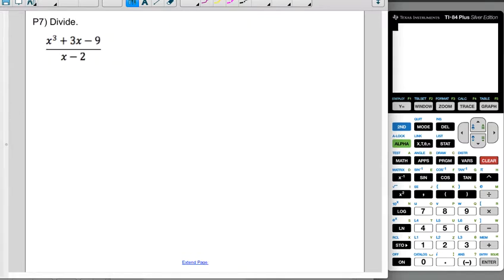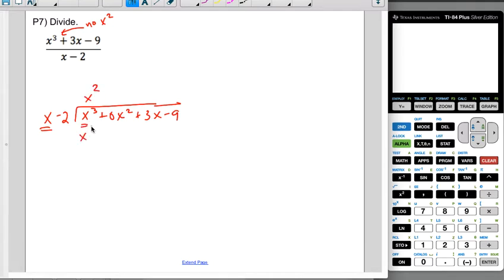Okay. Go ahead and try P7. You are definitely welcome to pause me if you want to do it without me first. So I have my x minus 2, and then inside what I'm missing is this x squared, right? So there's no x squared term in here. So I have an x cubed plus no x squareds plus 3x minus 9, right? So what do I have to multiply x by to get x cubed? Well, that's an x squared.